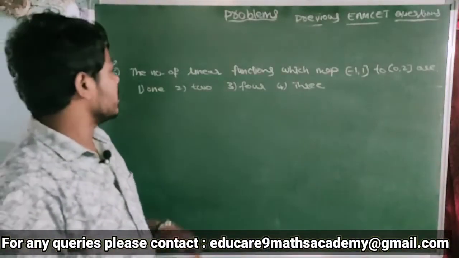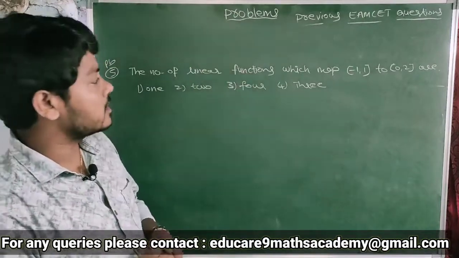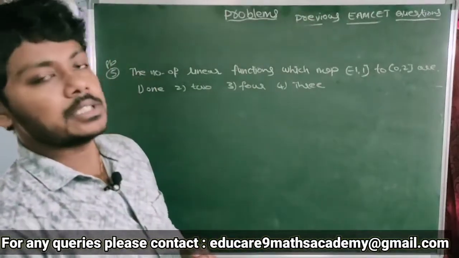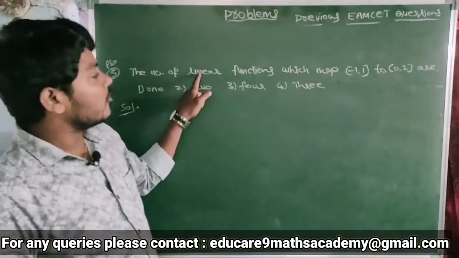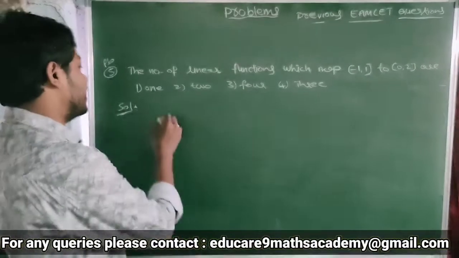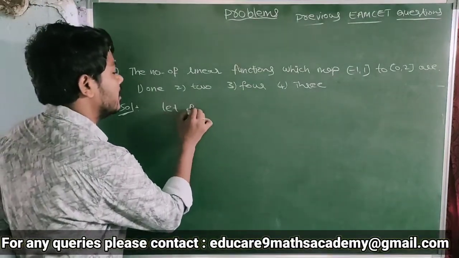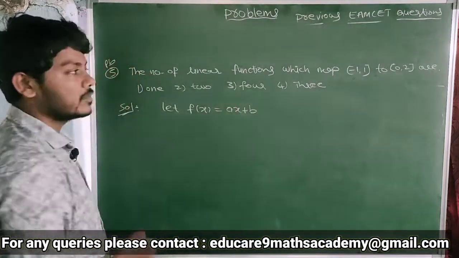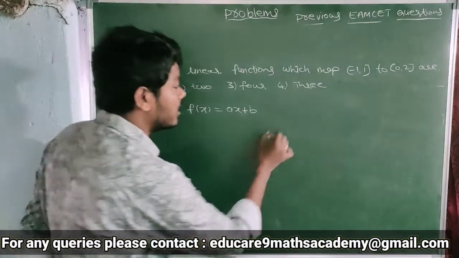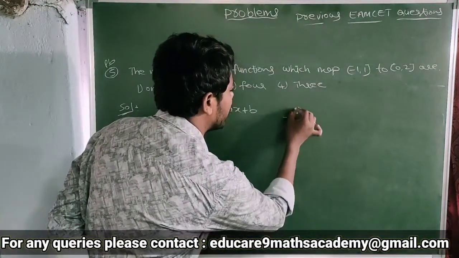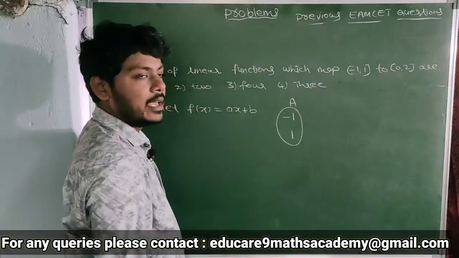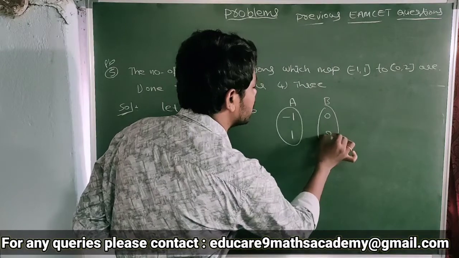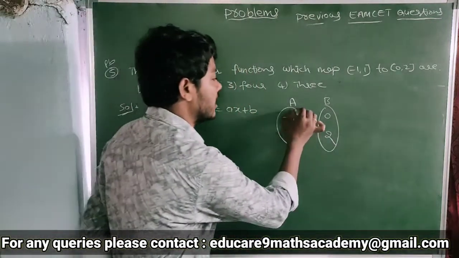So see the next question. The number of linear functions which map minus 1 comma 1 to the closed interval 0 to 2 are. Here the function is linear, then clearly that function f of x is equal to ax plus b. Okay. So here mappings are what? Minus 1 comma 1. This is the domain, for example this is A, and the codomain is some B, that is 0 to 2. Some relation is f.